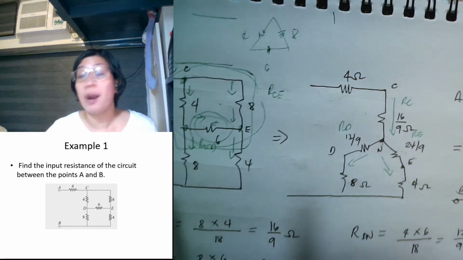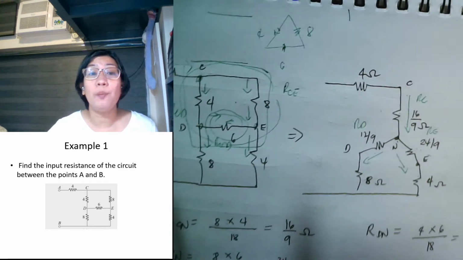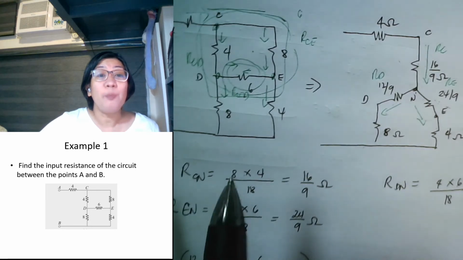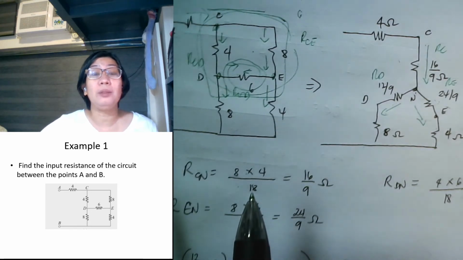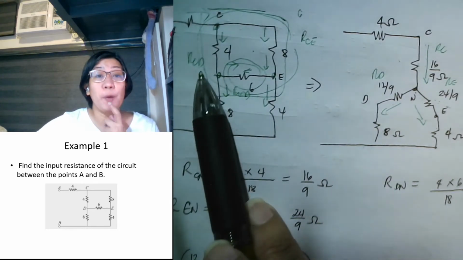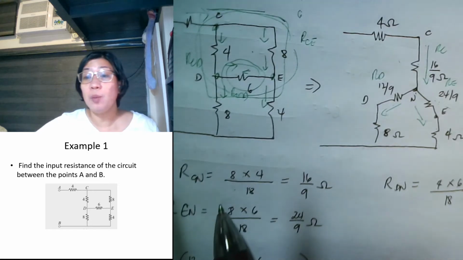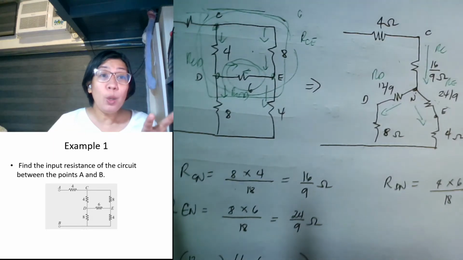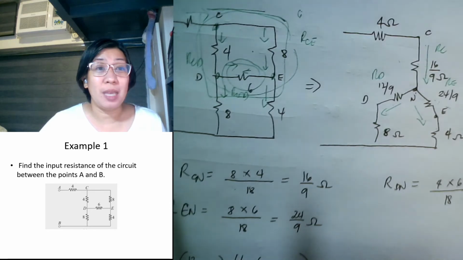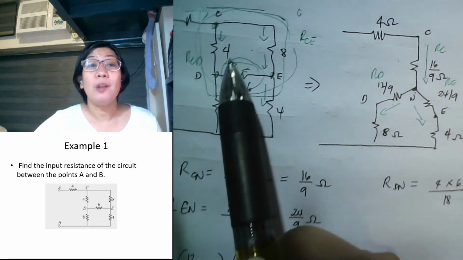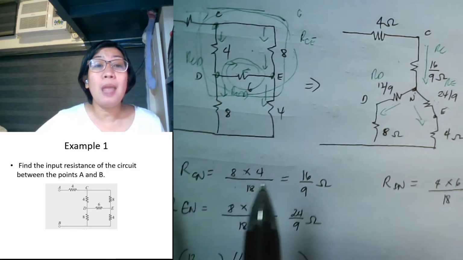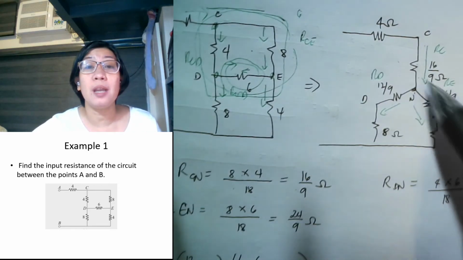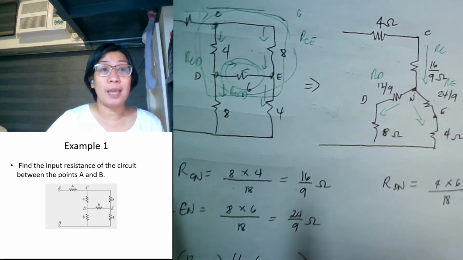So how do we solve for RC? Okay? So your RCN now is equivalent to the resistors that are connected, divided by the total. So what is the total? The total is 8 plus 6 plus 4. So 8 plus 6 plus 4, that will give us a value of 18. So what is in the numerator? The 2 resistors that are connected at point C. So what are those resistors connected at point C? So that is 4 and 8. So 8 times 4 divided by 18, that will give us 16 all over 9. So the value of your RC here is equivalent to 16 all over 9.